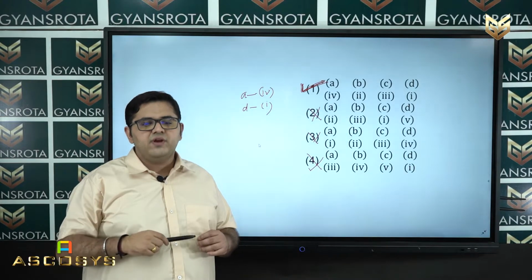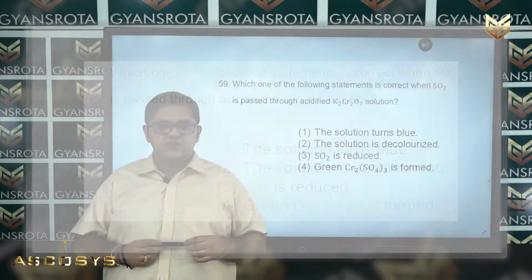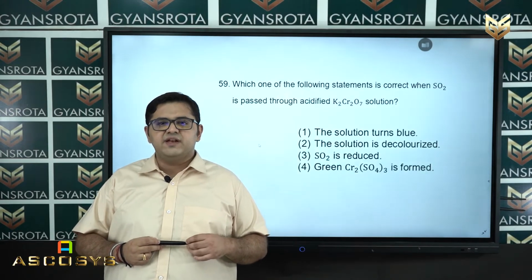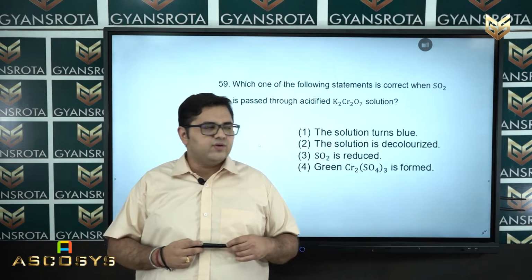So, now we are moving to the next question. So, question number 59 is on your screen. Which one of the following statements is correct when sulfur dioxide is passed through acidified potassium dichromate solution? So, this question is basically asked from the d and f block of your class 12 NCERT. So, now we are moving to the solution part.